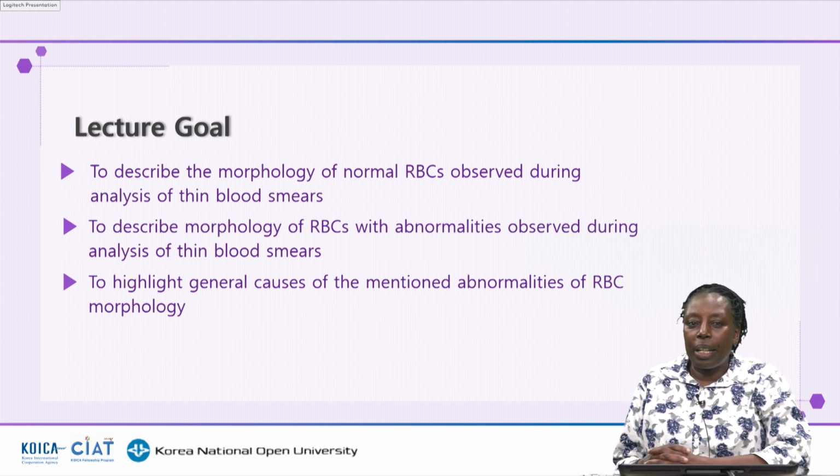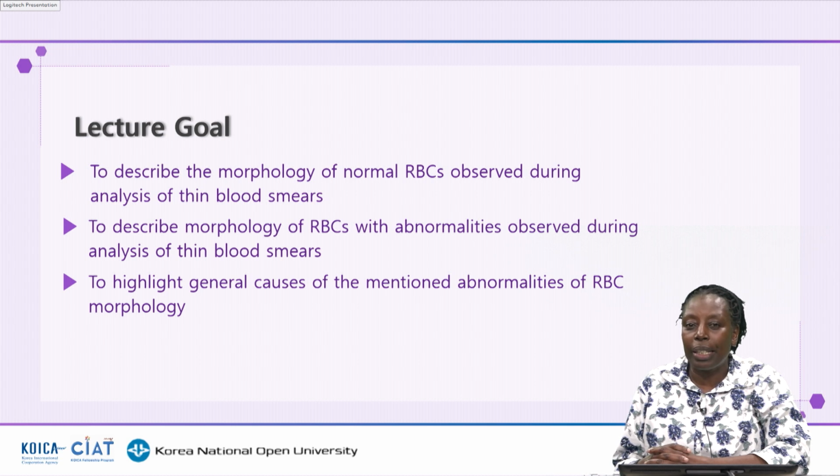Our goals today would be: 1, to describe the morphology of normal red blood cells that can be observed during the analysis of a thin blood smear. Number 2, to describe the abnormalities that we can see in red blood cells during the analysis of a thin blood smear. And lastly, to highlight general causes of the mentioned abnormalities in number 2.